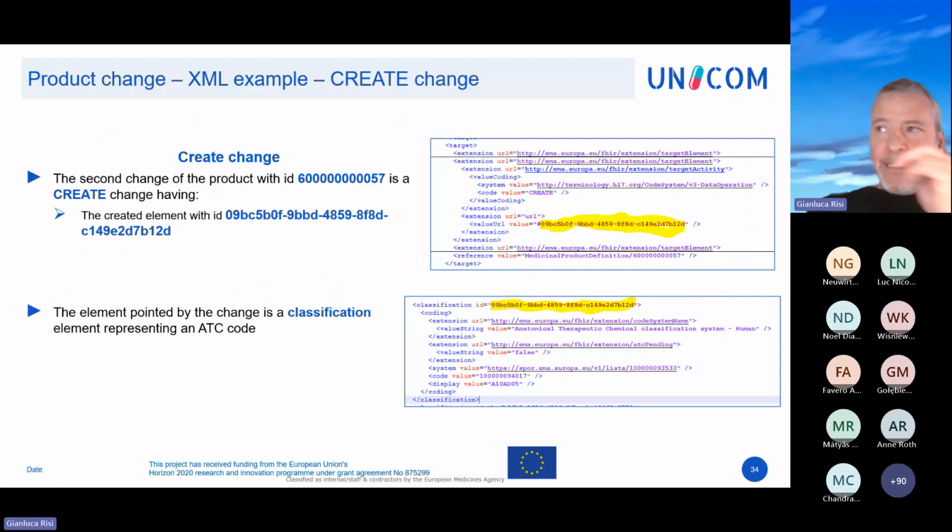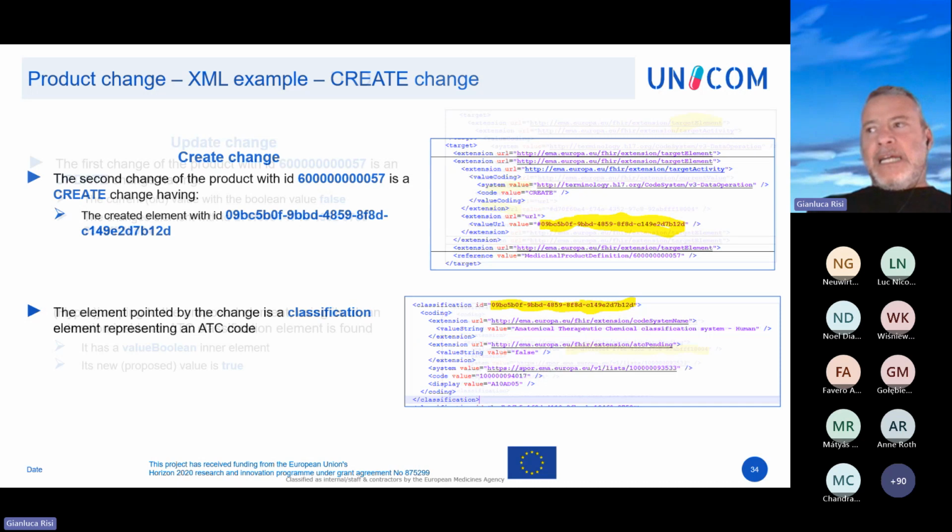This is an example of a create change. We have already opened one of those extensions we saw before. And we can see here that the data operation is a create, and there is a URL extension that contains the ID of the element being changed. If you search for this ID inside the document, you will land on the element being changed. That is a classification element. You can see it in the second image, whose ID is the one that was mentioned inside the provenance. So this is the element being created.